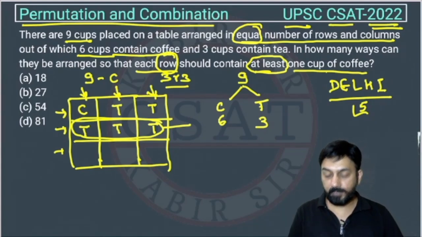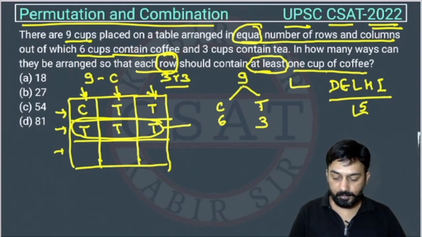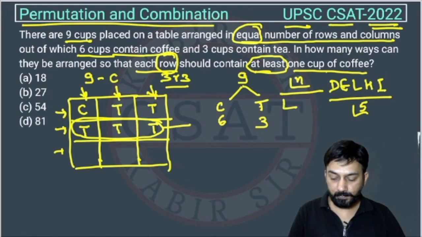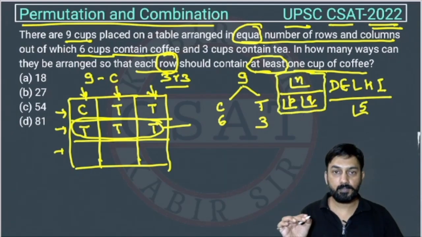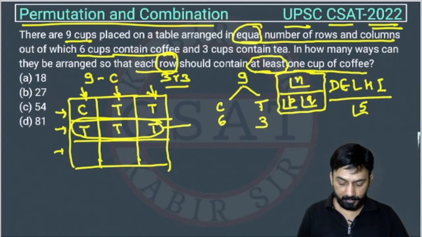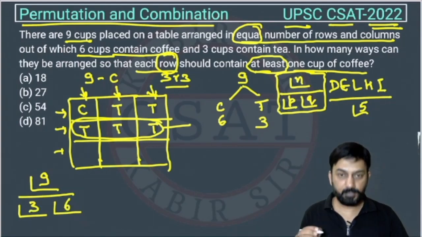But suppose there are 2 letters which are the same, right? So how will we do it? There is one formula, if you remember, that says suppose we have to arrange n numbers. We can arrange in factorial n ways, and out of these n numbers, p numbers are of the same type and q numbers are of the same type. So this is the formula, right? Here I am using that formula, because out of 9 cups, 3 are tea cups and 6 are coffee. So we can arrange them in 9 factorial upon 3 factorial times 6 factorial, because 3 are of the same type, tea, and the other 6 are of the same type, coffee, right?